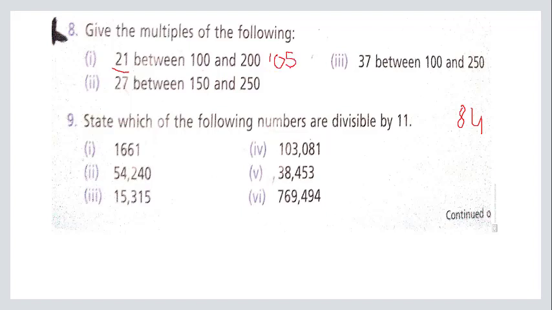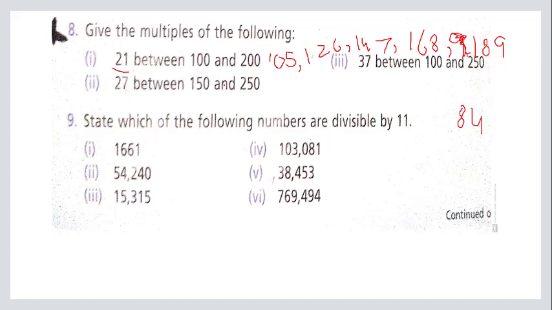So the first multiple should be 105, then comma. Then you need to multiply 21 with 6. We get 126. And then 21 multiplied by 7 is 147. Then 21 multiplied by 8 is 168. Then 21 multiplied by 9 is 189. Now if I multiply 21 by 10, I get 210, which is more than 200. So these are the multiples 105, 126, 147, 168 and 189, which are in between 100 and 200.